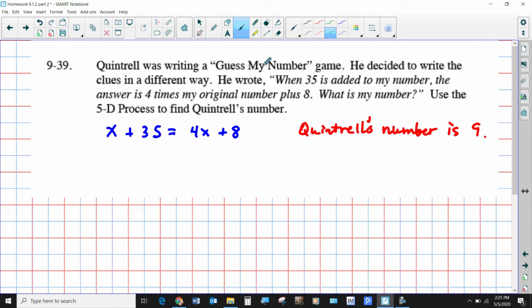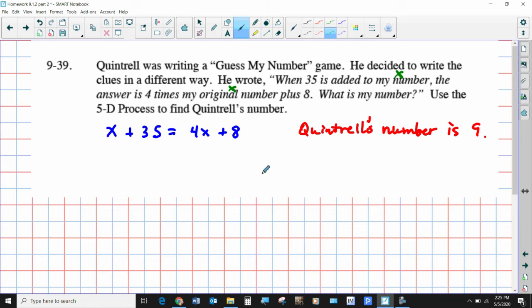Quintrell is writing a Guess My Number game. He decided to write the clues in a different way. He wrote, when 35 is added to my number, and remember, my number is the mystery number, so that's your variable, that's your x. So when you add 35 to x, the answer is 4 times my original number, which was x again, so 4x plus 8.